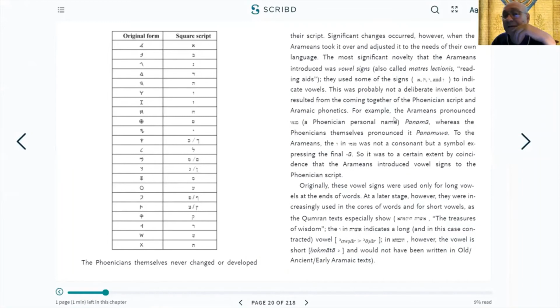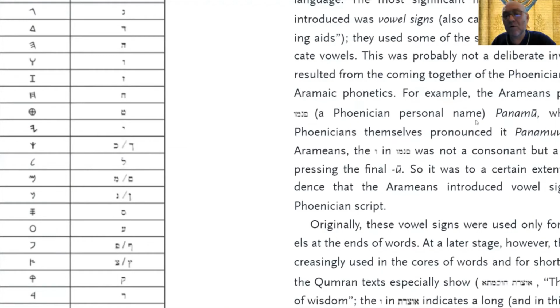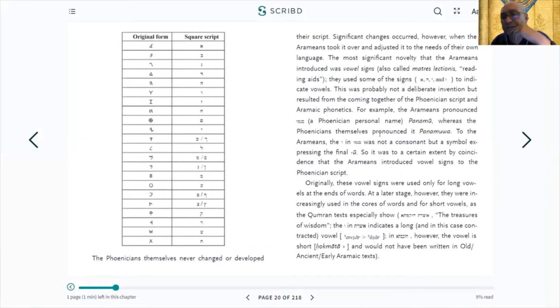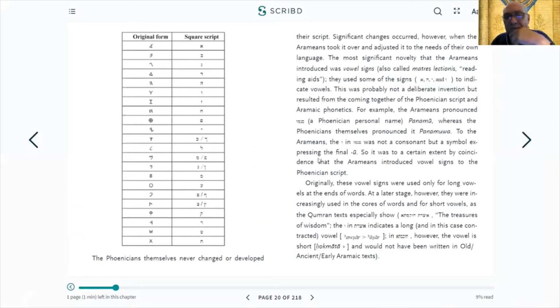Aramaic phonetics. For example, the Arameans pronounced a Phoenician personal name, Panamo, whereas the Phoenicians themselves pronounce it Panamua. To the Arameans, the Vav in the name was not a consonant, but a symbol expressing the final oo sound. So it was to a certain extent by coincidence that the Arameans introduced vowel signs to the Phoenician script. So the Arameans, basically what they did is they took some of these Hebrew consonant letters and they assigned vowel sounds to them.